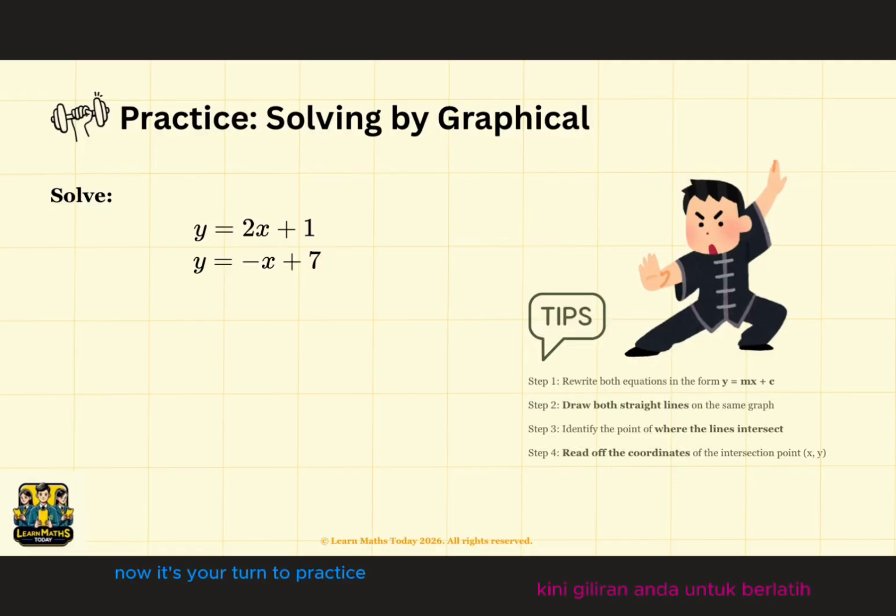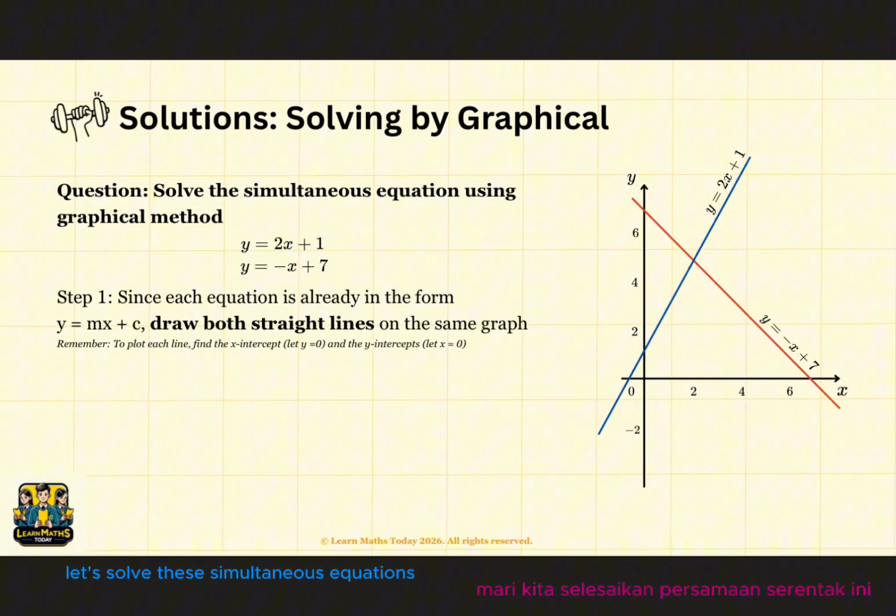Now, it's your turn to practice using the graphical method. We are given two equations, y equals to 2x plus 1 and y equals to negative x plus 7. Take a moment to try this on your own. Let's solve these simultaneous equations using the graphical method.